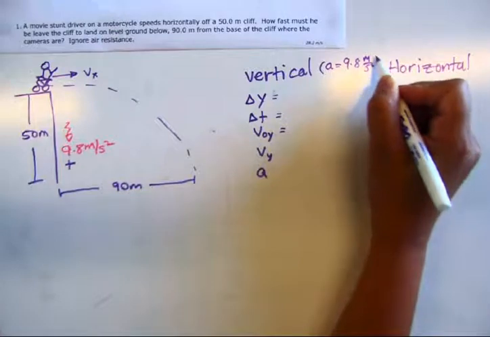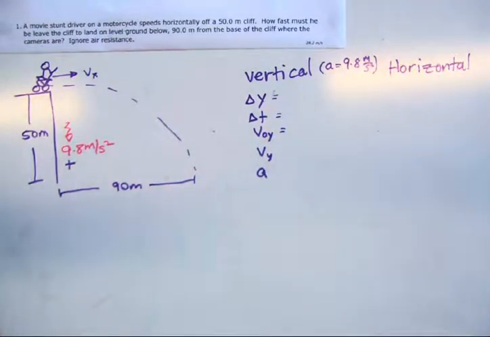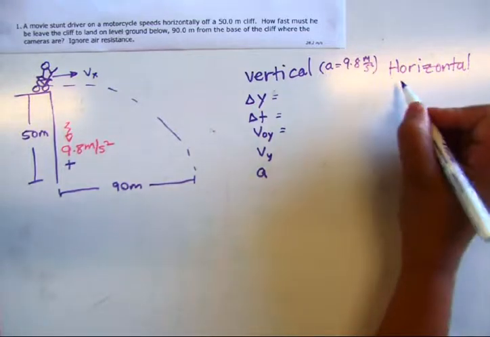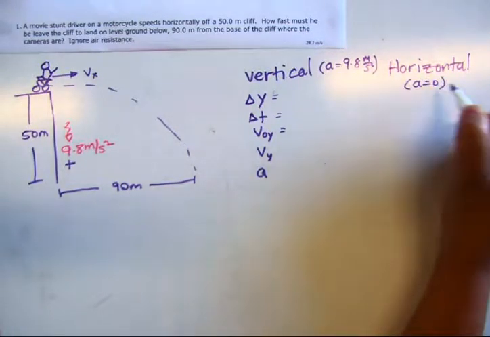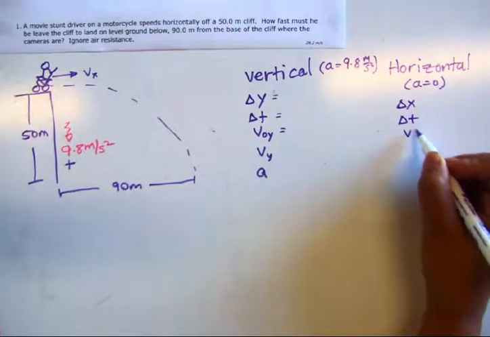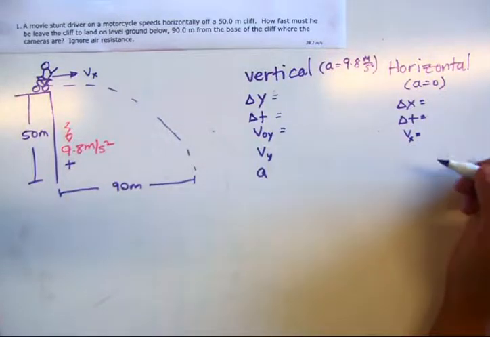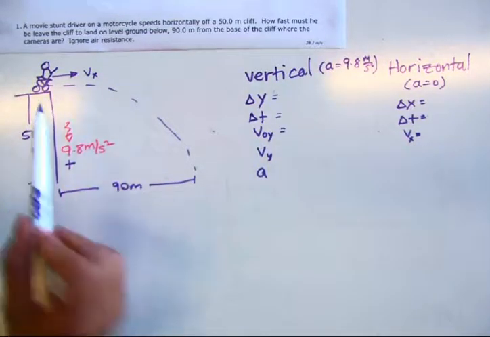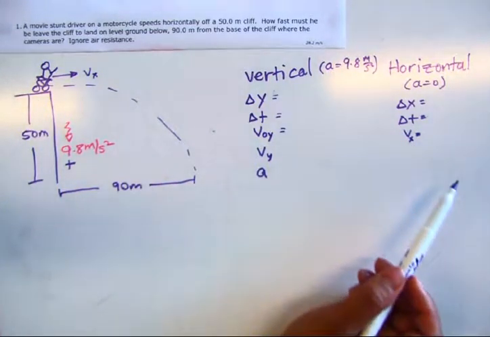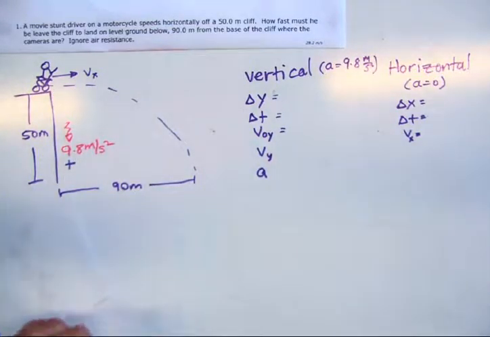Okay, horizontally, what can you say about the acceleration horizontally? a is 0. Yeah, so all we need is delta x, delta t, and v. And v is vx, v naught x, which is going to equal vx, right? What's going to happen to that speed as it goes through? It's not going to change. The x component stays the same the whole time.